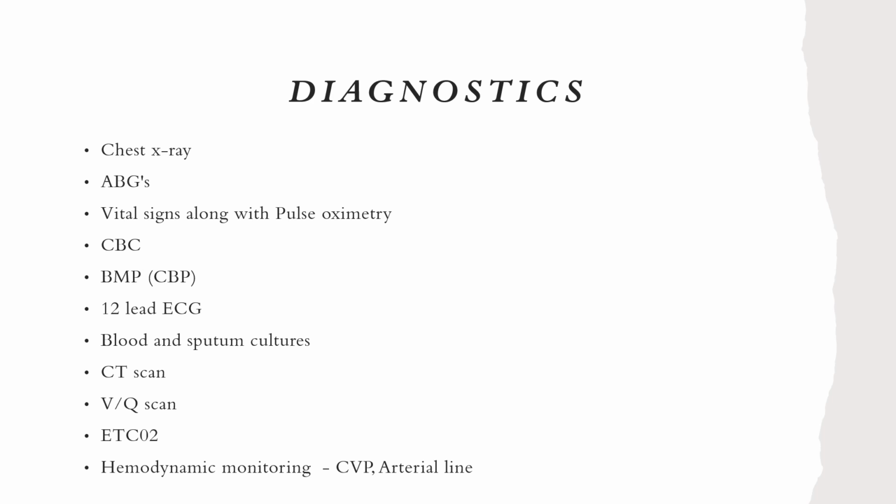For that BMP or CMP, we would monitor for changes in electrolytes, always ruling out anything cardiac with that 12 lead EKG. Blood and sputum cultures, we want to make sure that there's no underlying infection going on. CT scanning if we want a little bit better picture of what's going on. VQ scanning, like we talked about, with that injection of the radioisotope. We can see what's going on with that mismatch.